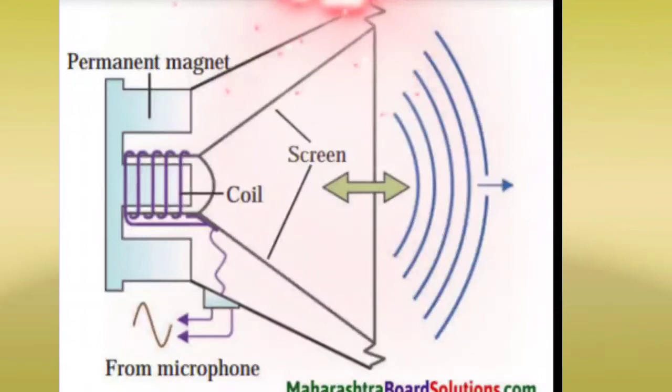Students, we have seen that due to back and forth motion of the prongs of the tuning fork, sound waves are produced. In the same way, here, due to back and forth motion of the loudspeaker screen, sound waves are produced in air. You can feel these vibrations on the loudspeaker screen just by gently touching the screen of a loudspeaker which is producing sound. Very loud sound can be produced by using a loudspeaker. Therefore, loudspeakers are used in public places.